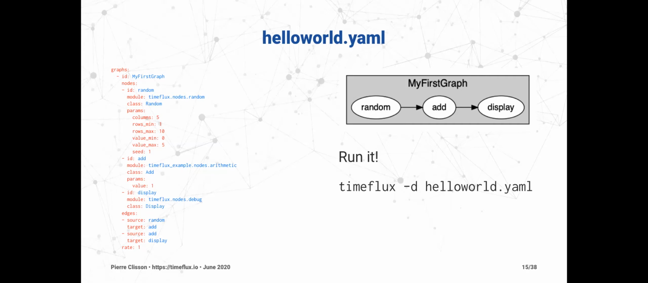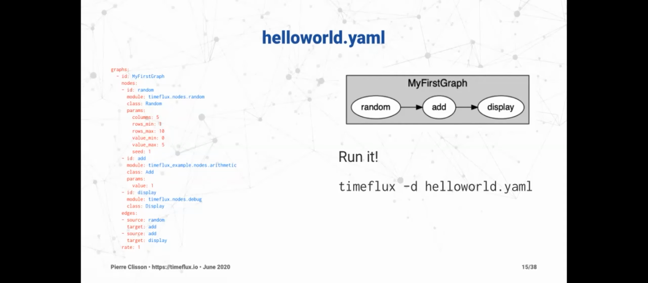Another component of the graph, another property, is the nodes. Here, the nodes is also a list. We also have edges, and we have a rate. Okay, so the nodes are the individual computing units in our pipeline. Each node also has multiple properties. So they have an ID, a module, a class, and some parameters.